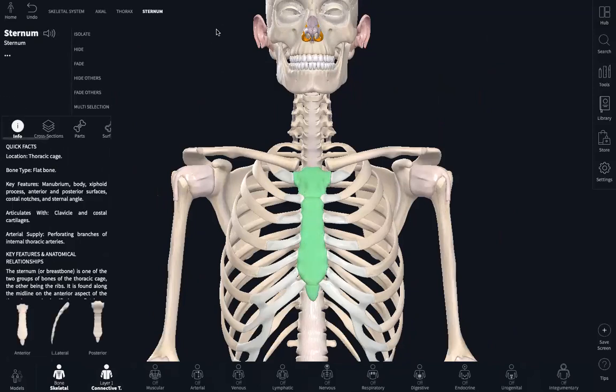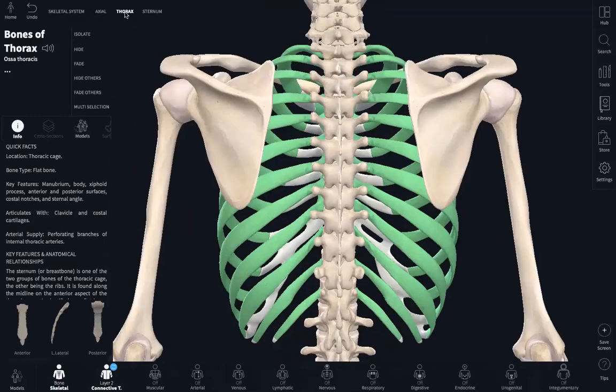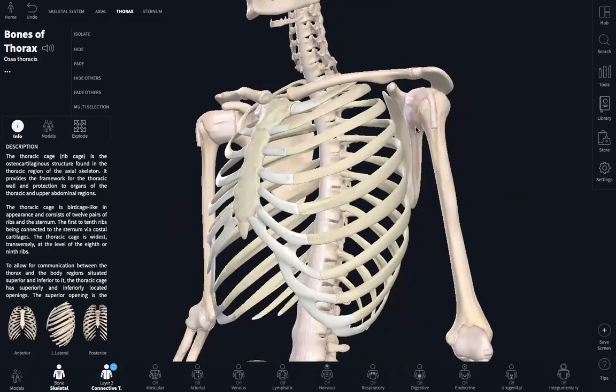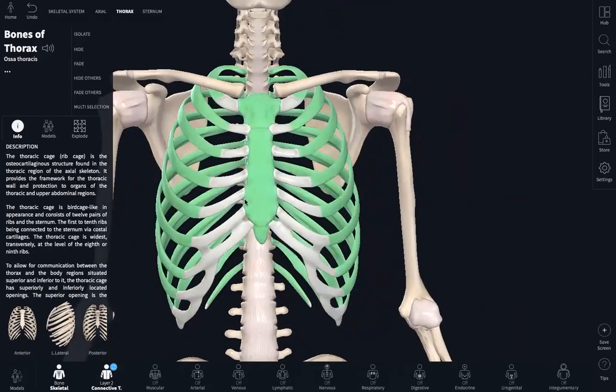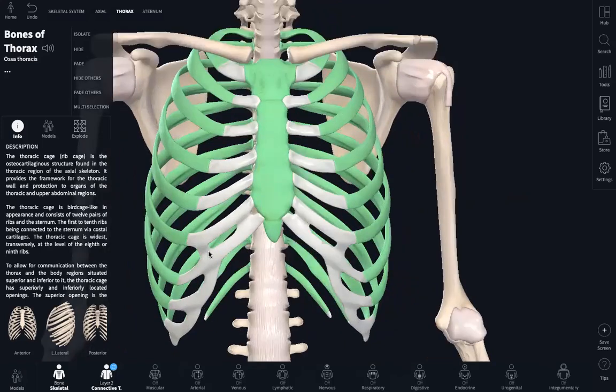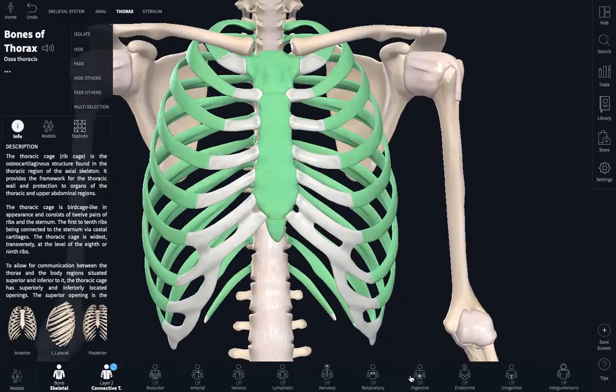There's one single bone called the sternum in the center, which is highlighted right now on your screen. And then you have the 12 pairs of ribs. Now, if I have to number these ribs, just pay attention how I do it here. This is 1, 2, 3, 4, 5, 6, 7. If you see, each one of these 7 pairs of ribs has its own cartilage.